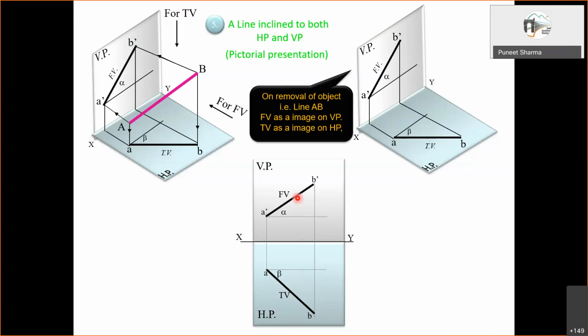So this alpha and beta we call the apparent inclinations, because these are not the true inclinations of the line with the horizontal and vertical planes. So different symbols we are using. Okay.